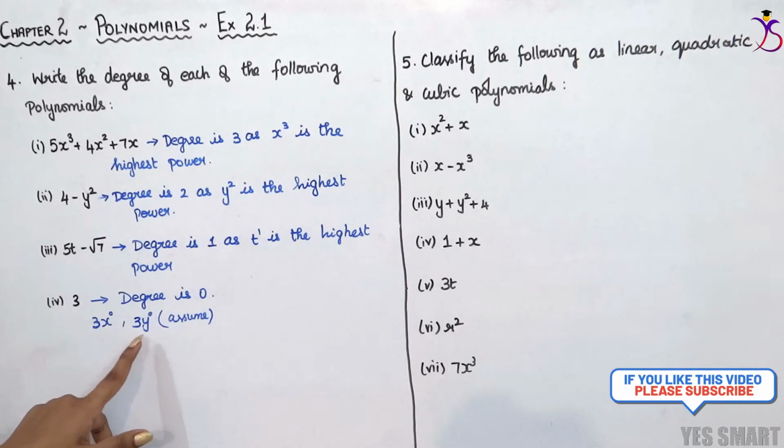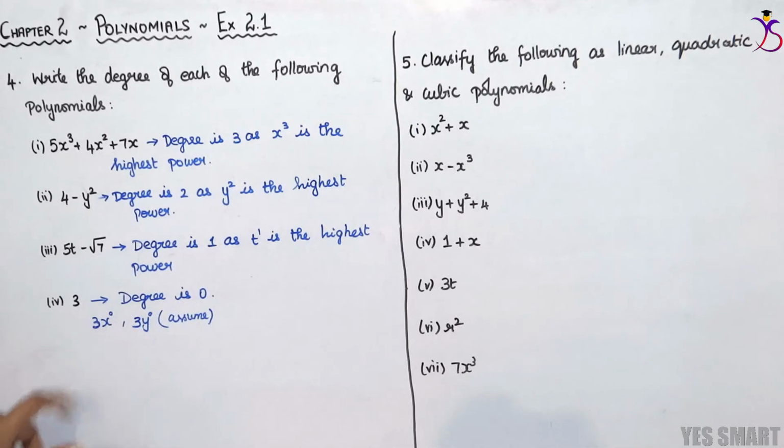So we can just assume any variable is present there with the power 0. Since no variable is there, the power is 0. It is implicitly understood that any variable is there with the power of 0.